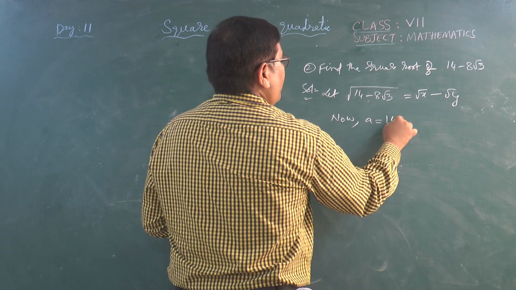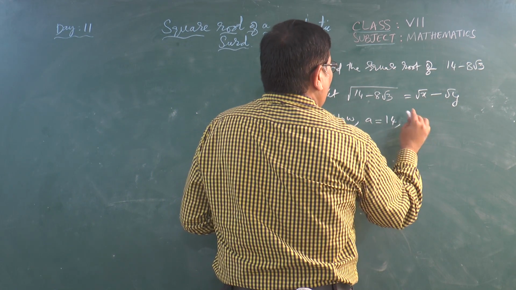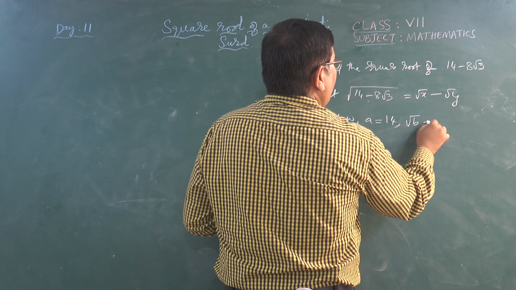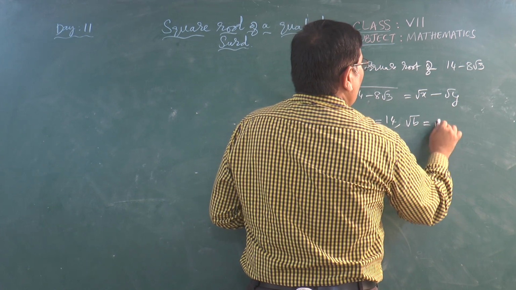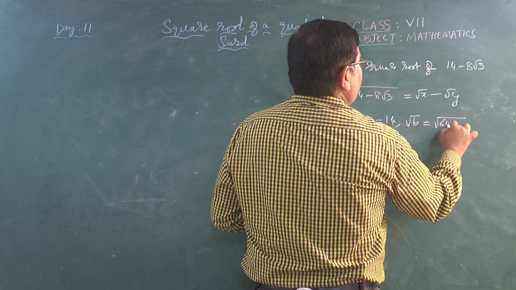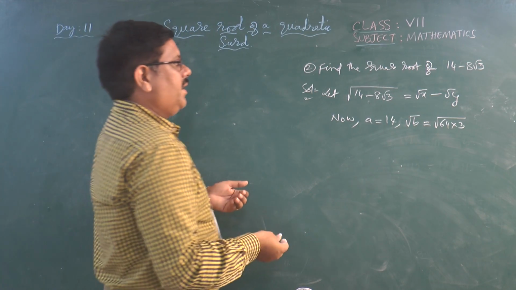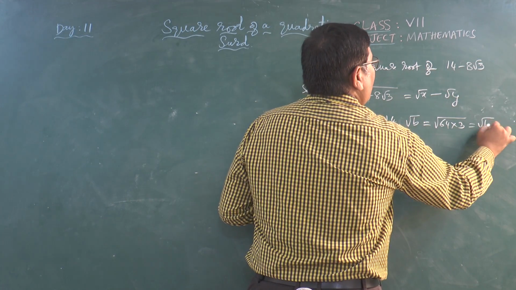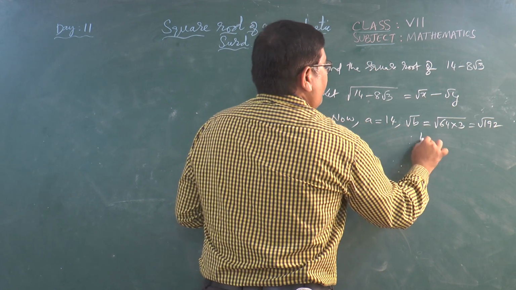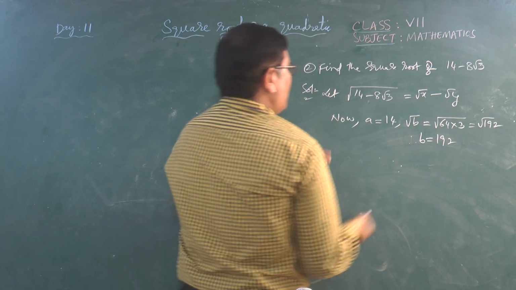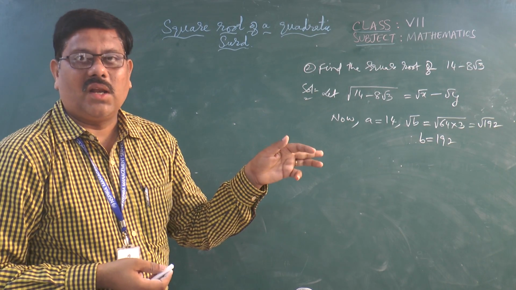A let me take as 14, and b is, what is b? Here if we take root b, that is going to be root over 64 times 3. I am trying to convert the mixed surd as a pure surd. 64 times 3, that is nothing but root over 192. Therefore, my b is here 192. A is 14, b is 192.